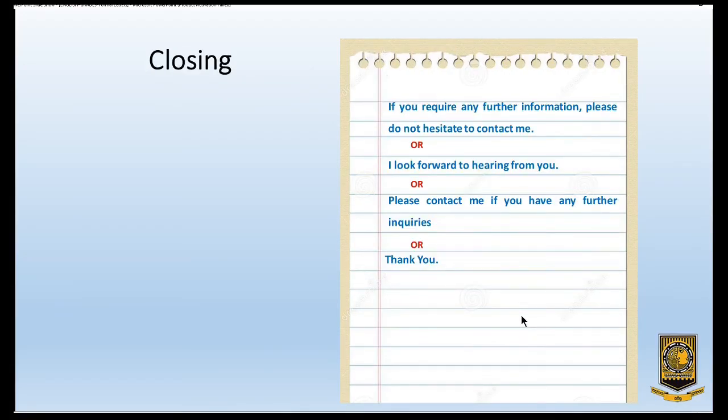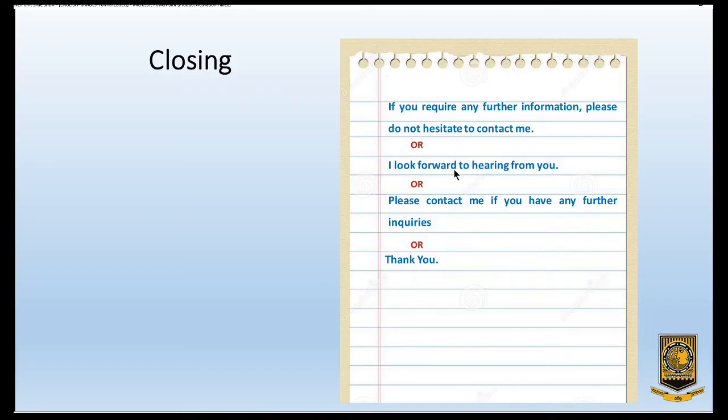Then the closing. In the closing paragraph, you have to finish talking about your purpose. Then you have to let the receiver know how you feel about his reply, his reaction. If you require any further information, please do not hesitate to contact me. I look forward to hearing from you. Normally, we put this one as the last sentence. You are waiting for a letter.